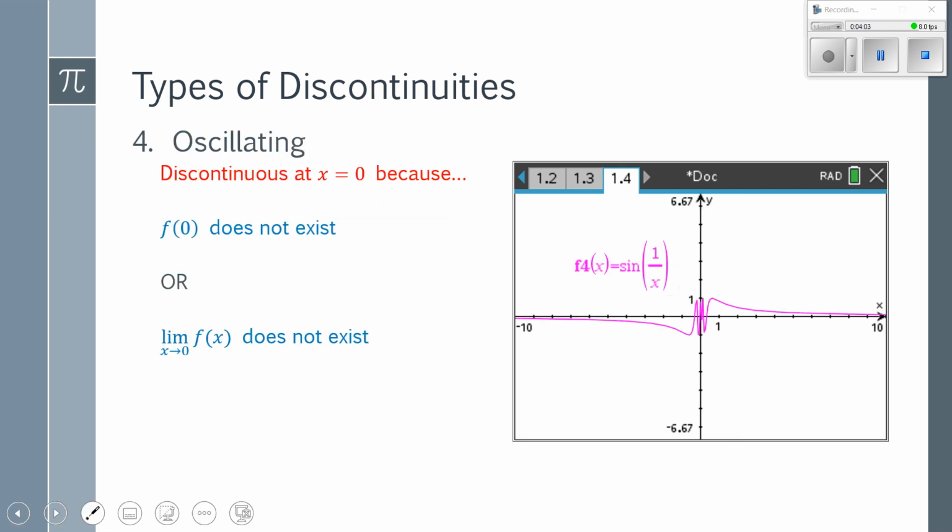And then we have oscillations, or oscillating discontinuities. These are weird. I have never seen one of these on the AP exam. That doesn't mean they haven't done it. I've just never seen it.